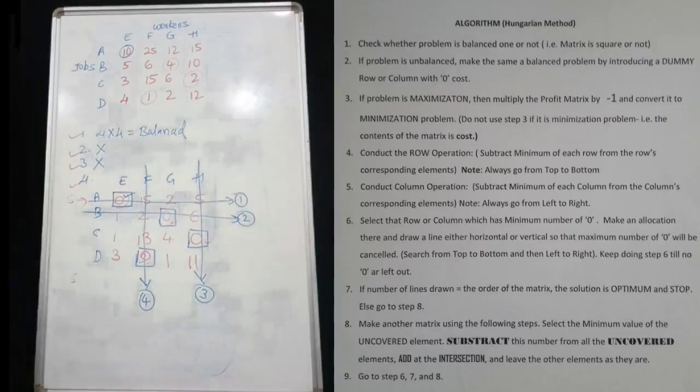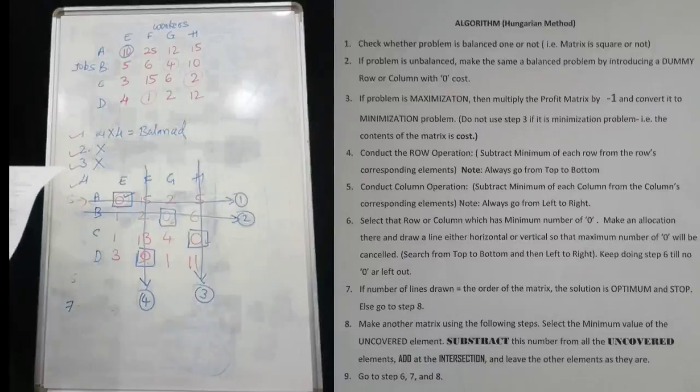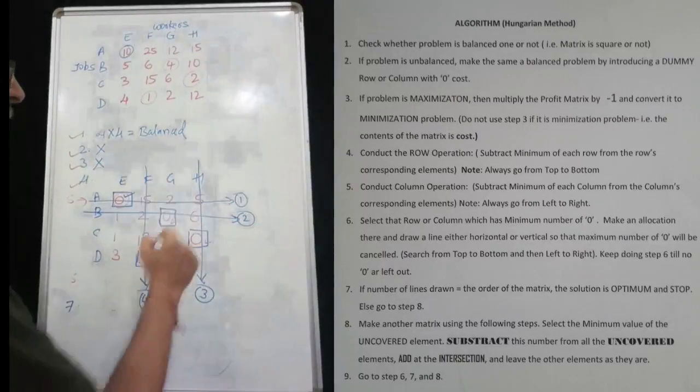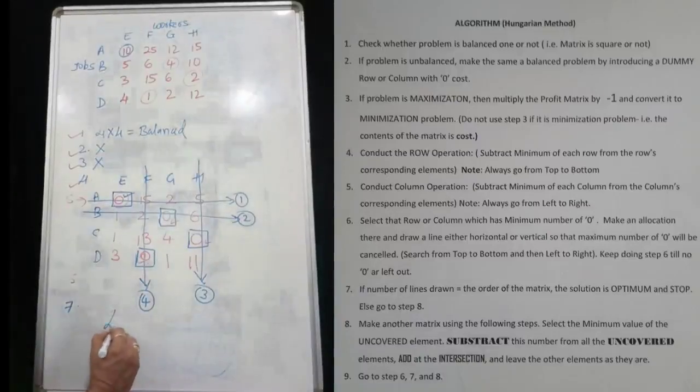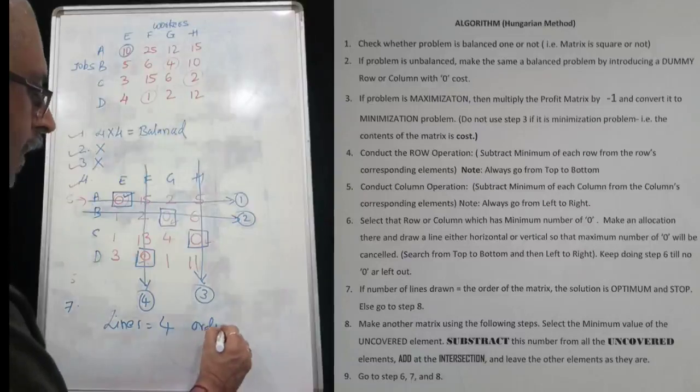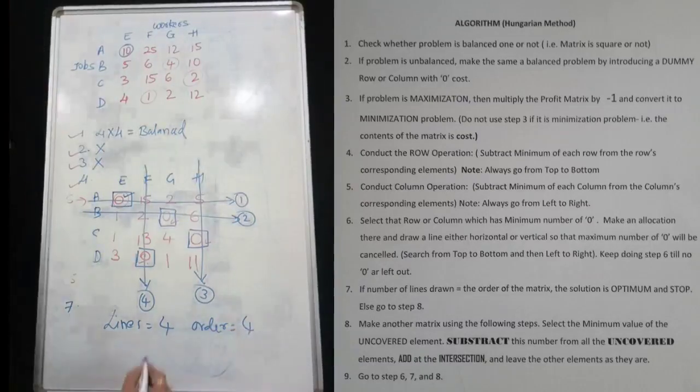Now what does the 7th step say? It says if the number of lines drawn is equal to the order of the matrix, the solution is optimum and stop. Else go to step number 8. Let's not go to step number 8 now. Let's see whether the number of lines drawn is equal to the order of the matrix. How many lines are drawn? I've drawn 1, 2, 3 and 4. So the number of lines drawn is 4 and the order of the matrix is 4. Therefore the solution is optimum.